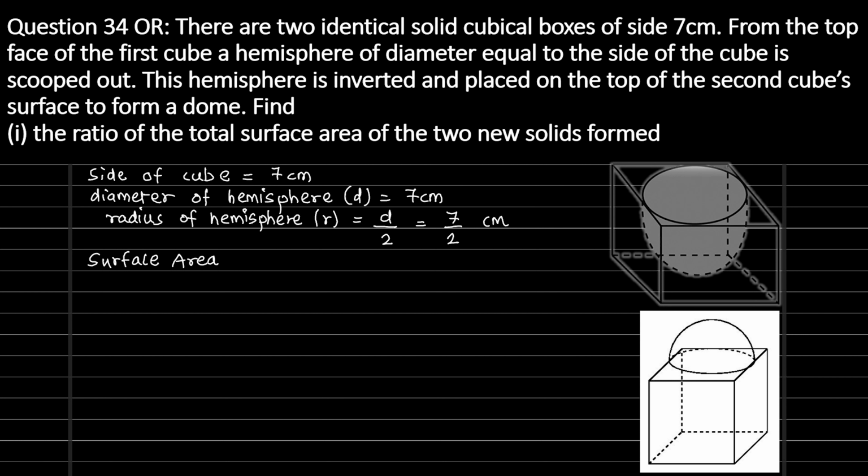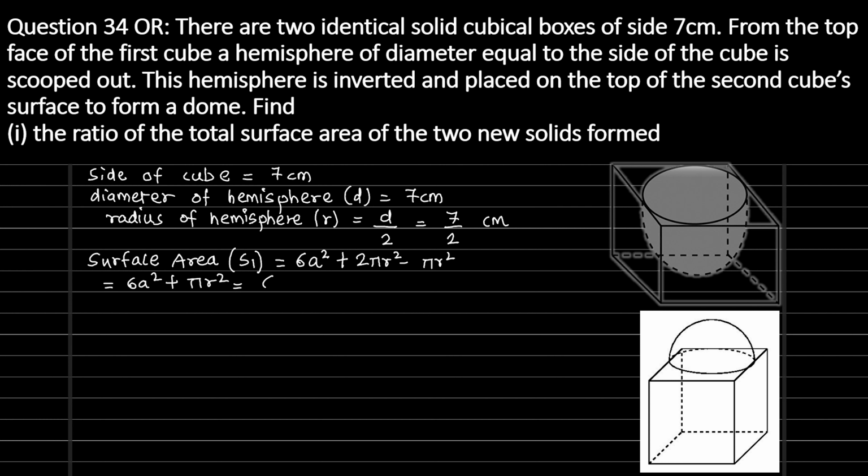To find the surface area of the first solid, which is formed after scooping out the hemisphere from inside, let us name it S1. It is equal to the total surface area of the cube, which is 6a square, where a represents the side of the cube, plus the curved surface area of the hemisphere, which is 2 pi r square, minus the area of the circular portion, which is pi r square. Now this gives us 6a square plus pi r square, since 2 pi r square minus pi r square is pi r square.